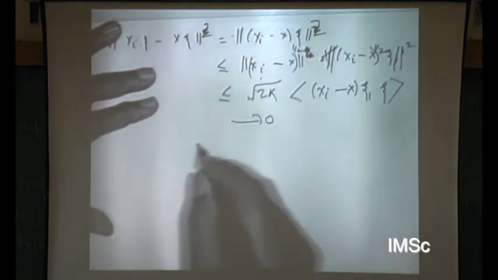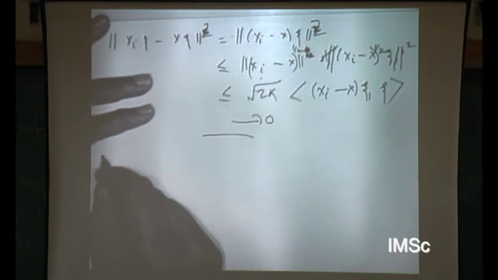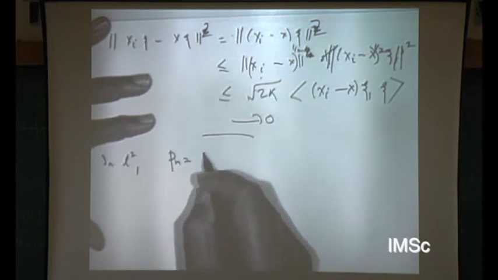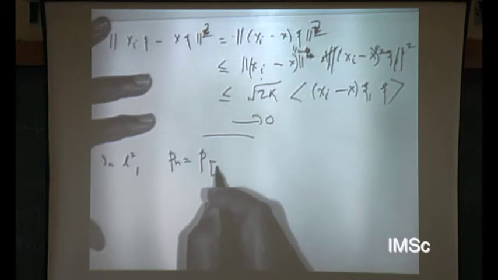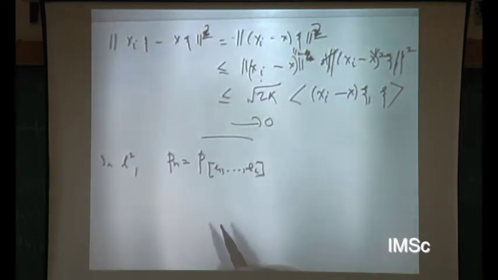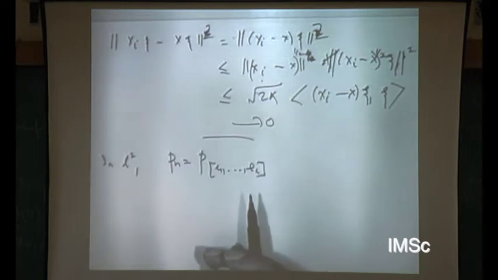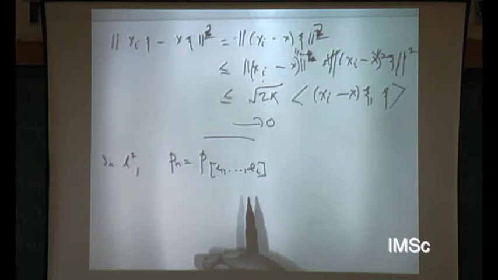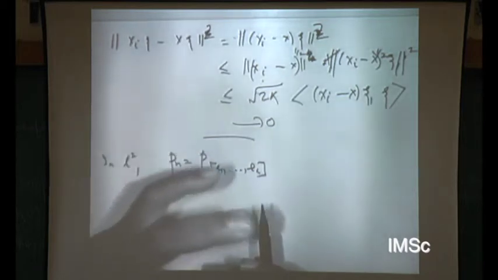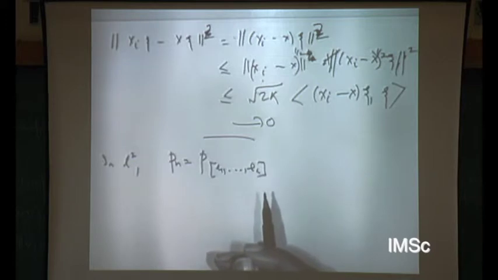Suppose you take a simple example in L2. Let Pn be the projection onto the span of E1 up to En. These are a sequence of projections which clearly increase, and they increase in the strong operator topology to the identity operator, but they certainly cannot converge in norm, because 1 minus Pn is a non-zero projection for every n, and hence has norm 1.